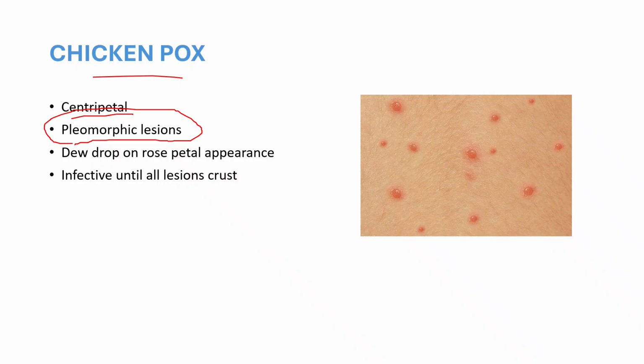So there are some lesions which are crusted, some lesions which are vesicles. Usually it is a dewdrop on rose petal appearance. That is the classic lesion, a fluid-filled vesicle. But it can have pleomorphic lesions wherein some of the lesions have already started crusting. The infective period is from around 4 days before the rash starts appearing until all the lesions crust. Usually the treatment is mainly supportive management. You may give acyclovir as soon as you diagnose chickenpox, and you have to isolate the patient because it's highly infective.